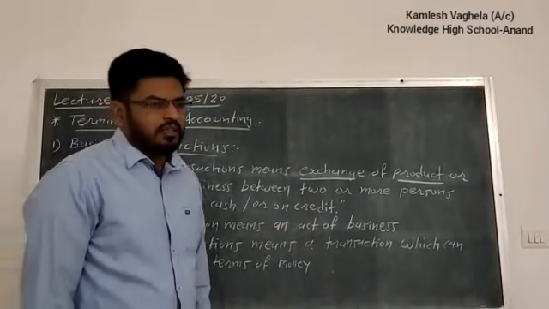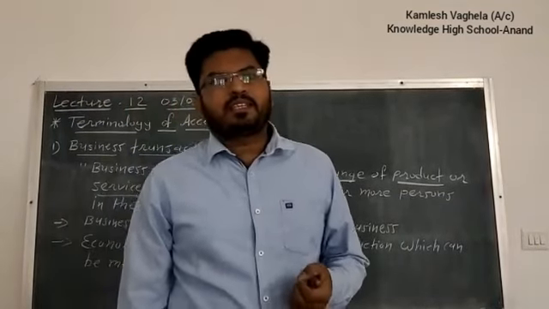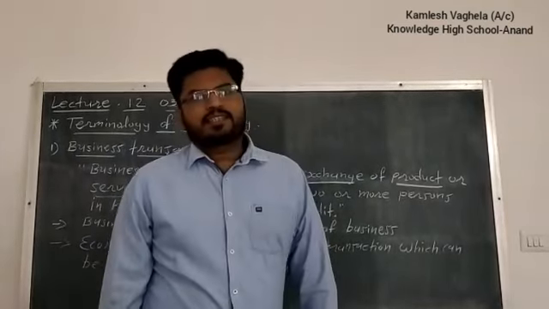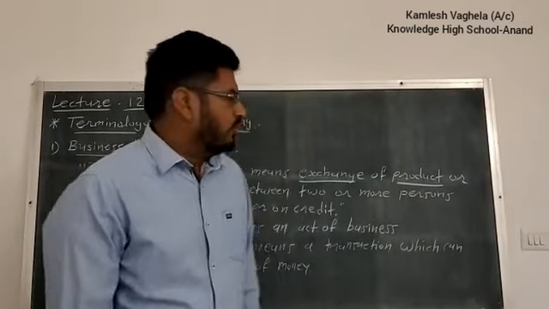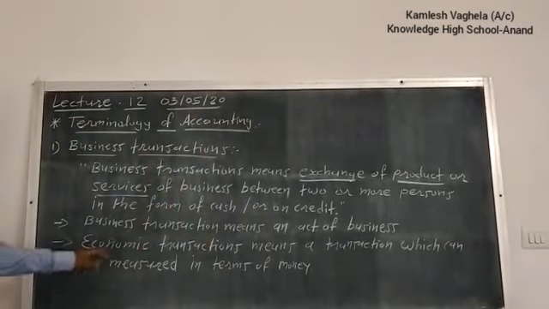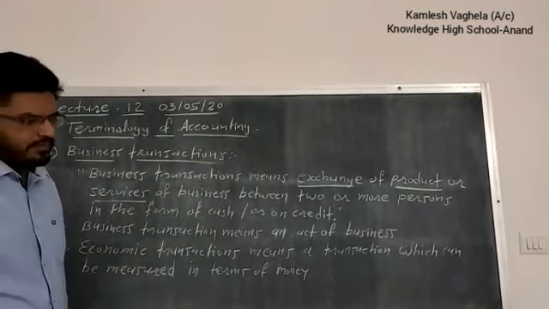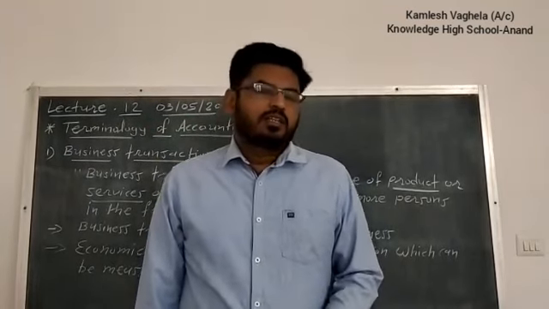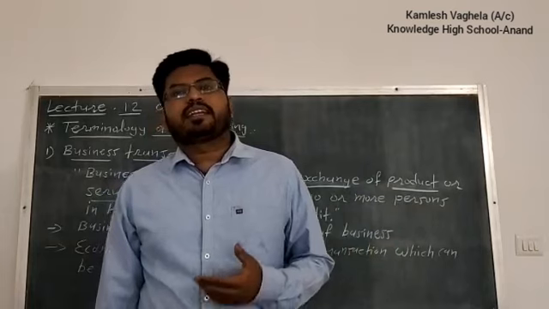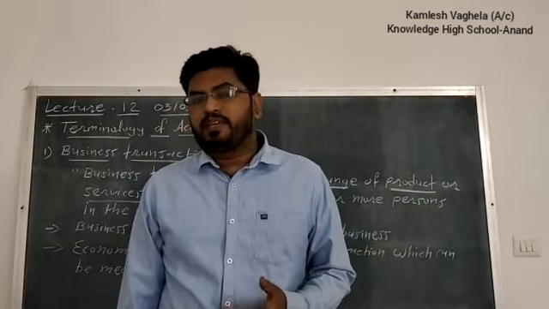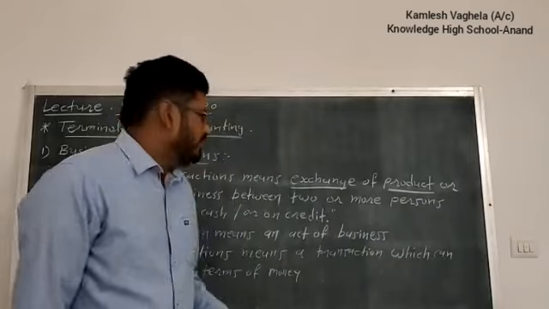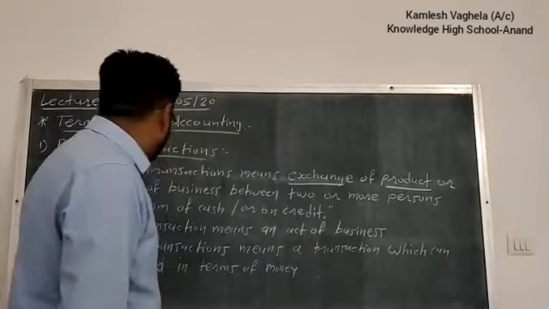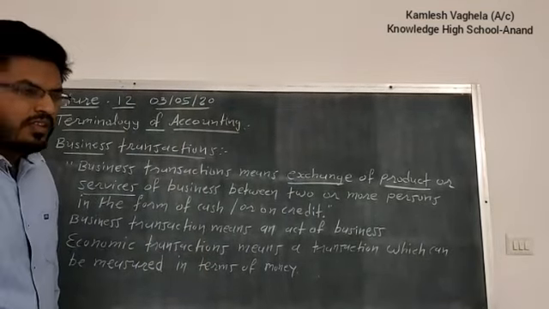In the form of cash means what? When we do a transaction, cash changes hands immediately. Either we receive cash or we pay cash. And credit means what? The cash receipt and payment will take place in the future. So that is what business transaction is. Now business transaction means an act of business. Act of business means what? Whenever we do any transaction in business, it is known as an act. So when a business transaction takes place in business, when business does any act, that is why it is known as business transaction, an act of business.